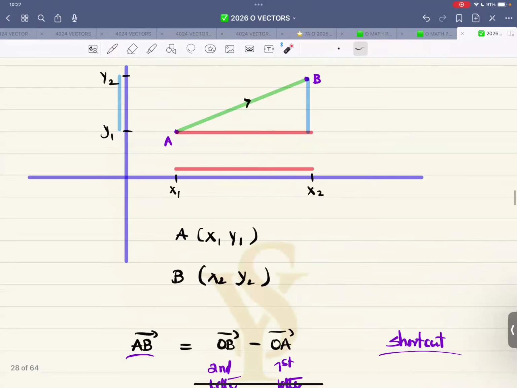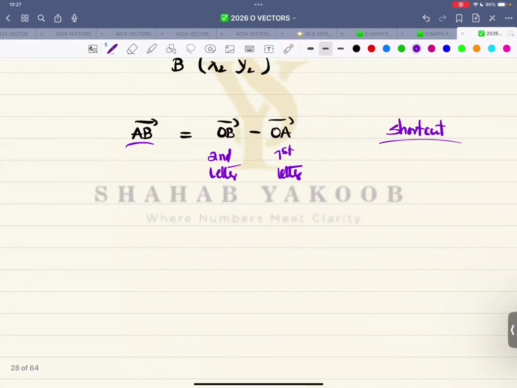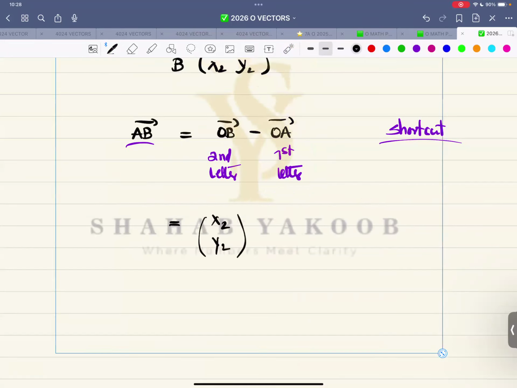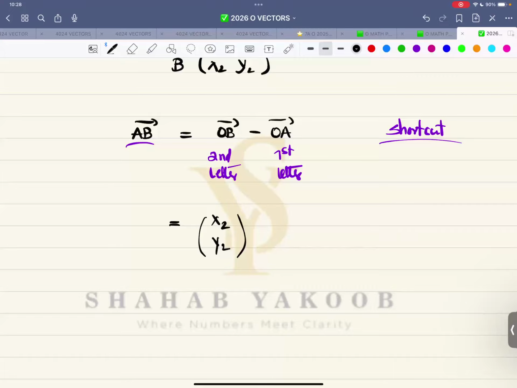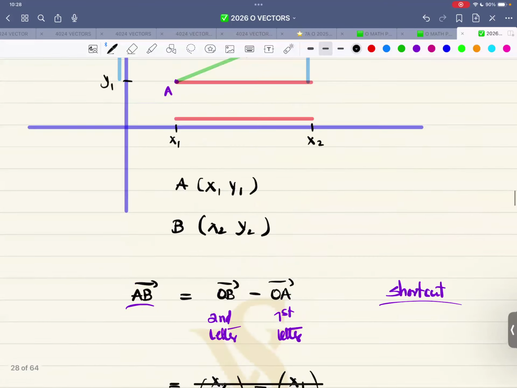So we can also see over here, this is x2 minus x1, this is y2 minus y1. So the same thing can be obtained over here. OB can be written as x2, y2, and OA can be written as x1, y1. The difference is x2 minus x1, y2 minus y1. And this is the vector AB. So now that is about AB.